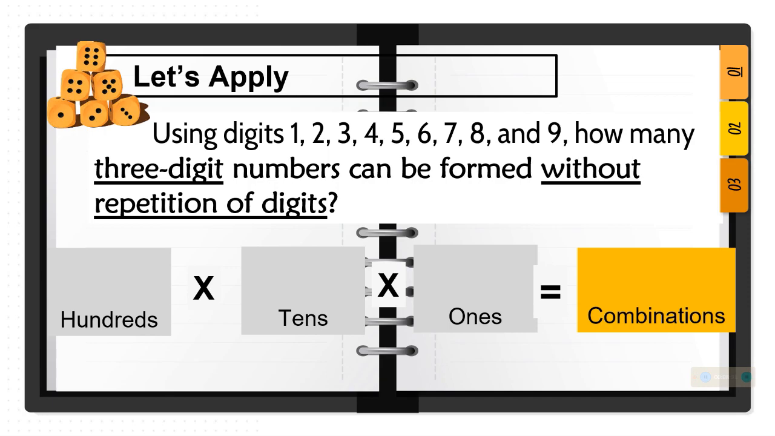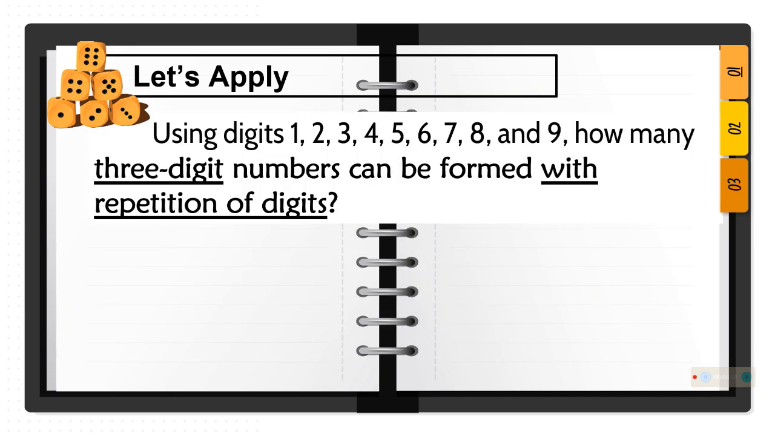So, without repetition, the hundreds digit will be 9. Since without repetition, the tens digit will be 8, and the ones digit will be 7. So, 9 times 8 times 7 is equal to, correct, 504. Okay, question.